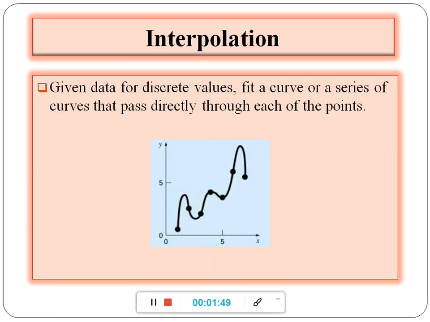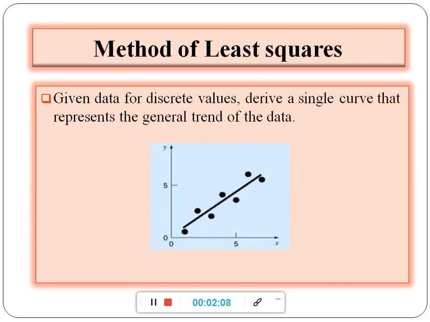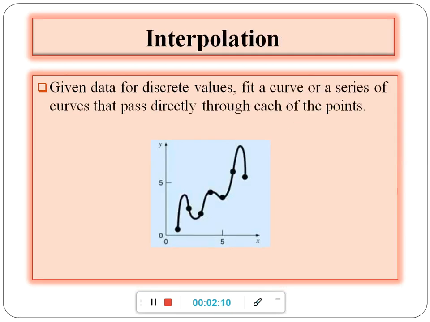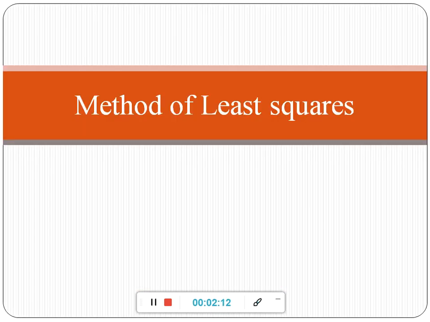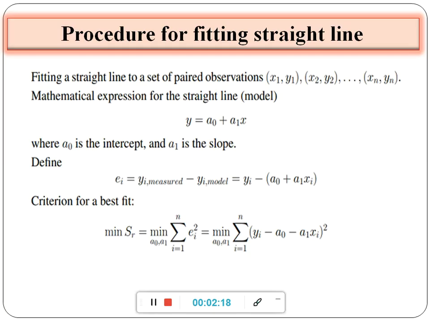Whereas in interpolation, for discrete values, fit a curve or a series of curves that passes directly through each of the points. Here also we have some dotted points, but the curve passes through all the points. So this is the difference between method of least squares and interpolation. Now first we are going to study method of least squares.